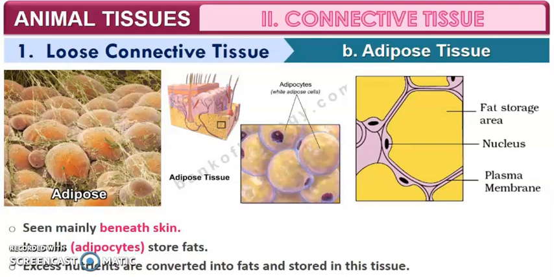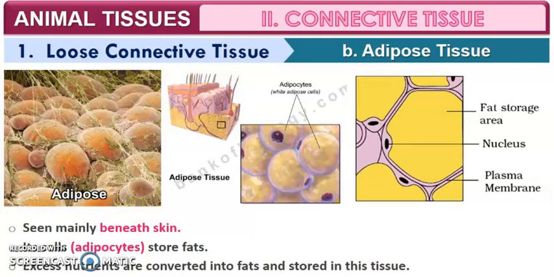It is seen mainly beneath the skin and it is specialized to store fat. Its cell is the adipocyte, a type of cell present in adipose tissue, and they help in storing fat. And how is this fat formed? Excess nutrients which are not used are converted into fats and stored in the tissue. That means nutrients which are not used immediately, right?